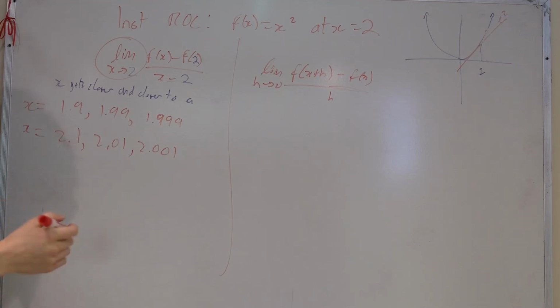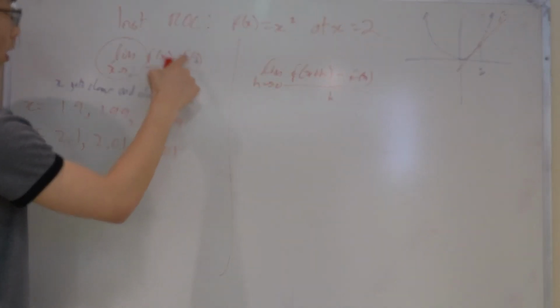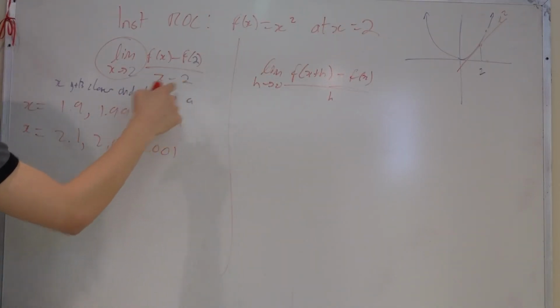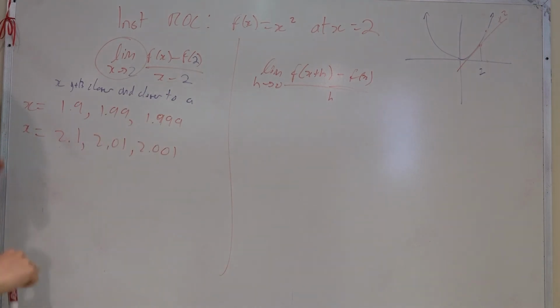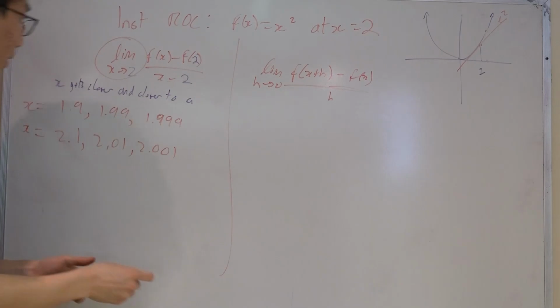Okay, so to do this, we're going to make a table. We're going to evaluate the expression (f(x) - f(2)) over (x - 2) at all of these values of x. So get out your calculator, start plugging them in, you'll get the following values.